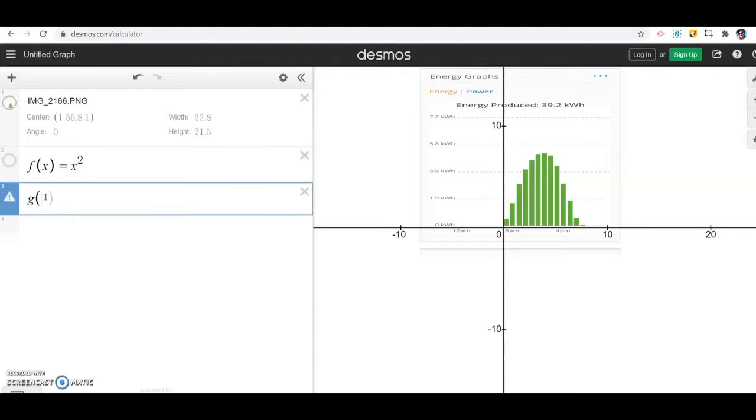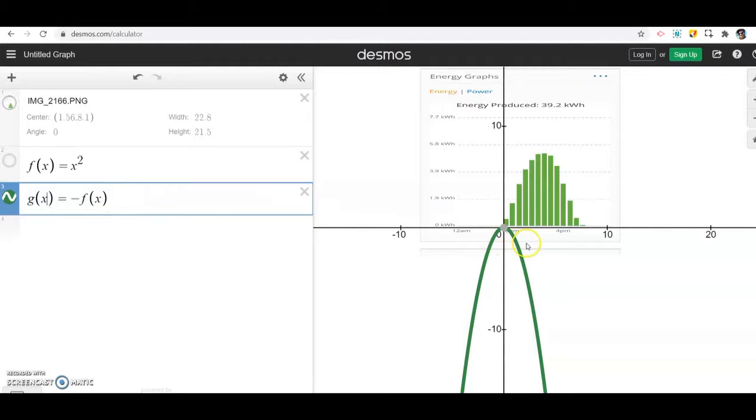g of x, our graph, we'll call it g for our graph. We want to match this. I'm going to say g of x equals negative f of x. And it didn't like my capital X there. Sorry, but there we go.